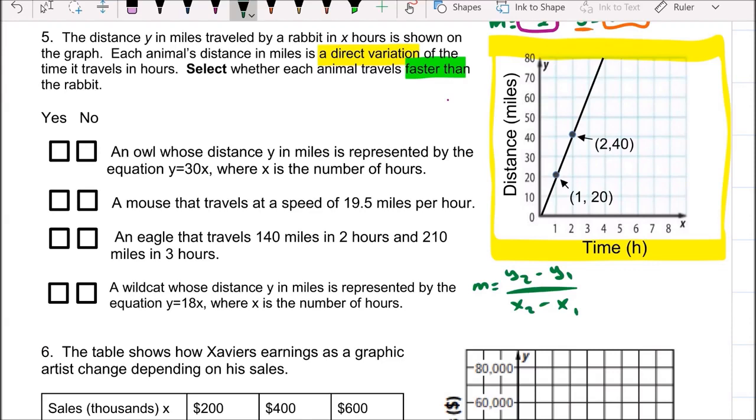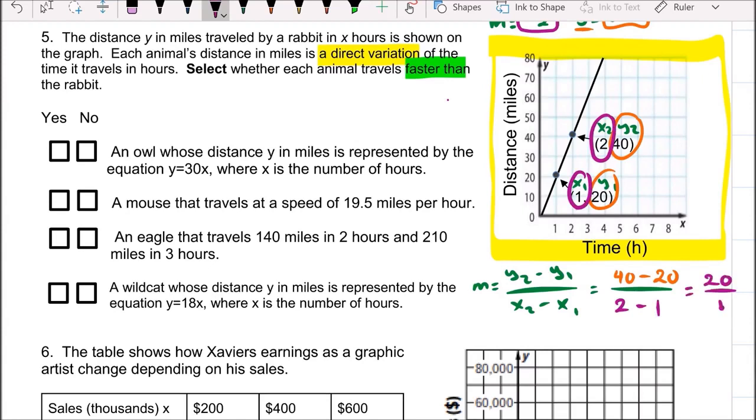We can pick any of them as x1, y1. I'm going to choose this as x1, y1. This is x2, y2. Okay, on top, y2 minus y1. y2 is 40, minus y1 is 20. x2 is 2, minus x1 is 1. So that will be 20 over 1. 40 minus 20 is 20, and 2 minus 1 is 1.